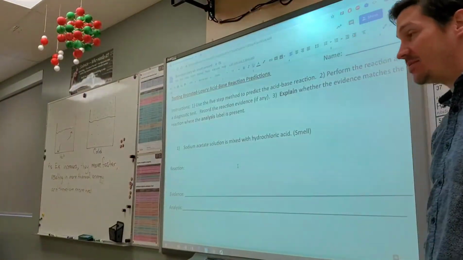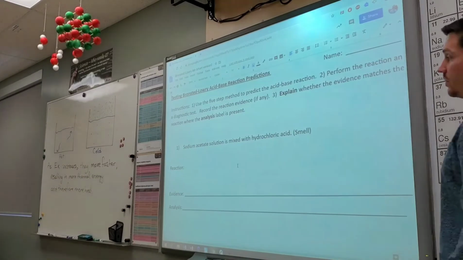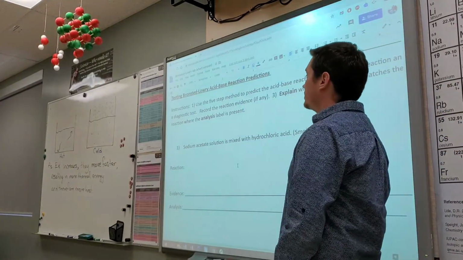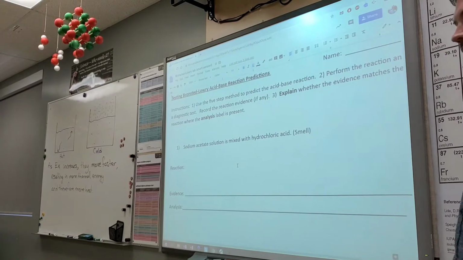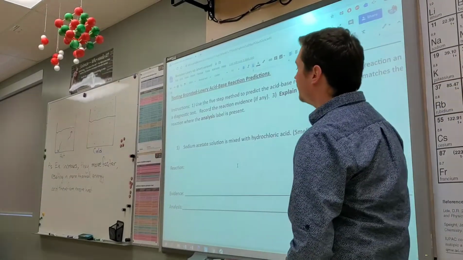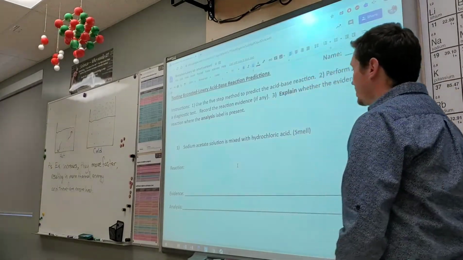Last Thursday, I think, I handed you these lab sheets. It says testing Bronsted Lowry acid-base reaction predictions. So instructions, number 1, use the 5-step method to predict the acid-base reaction.